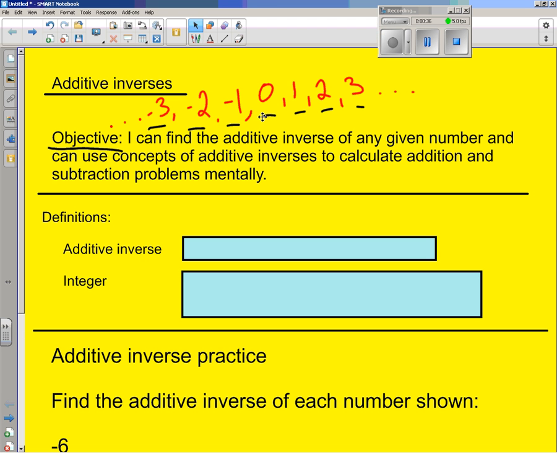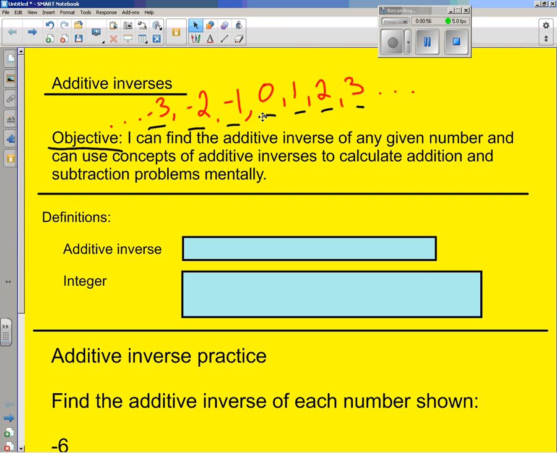Our objective, what you should be able to do by the end of class today, is: I can find the additive inverse of any given number, and I can use concepts of additive inverses to calculate addition and subtraction problems mentally. Before we can really jump into this, though, we have to get some definitions squared away.